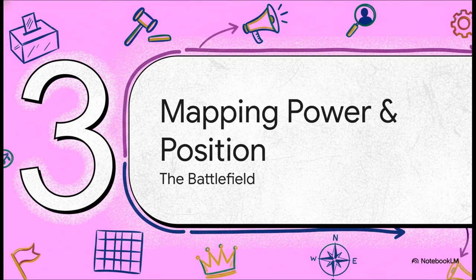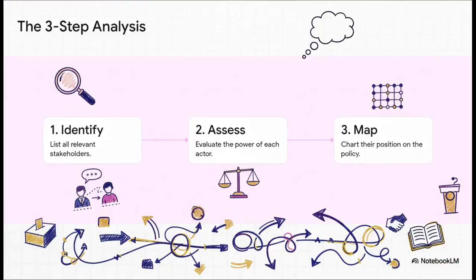Okay, once you know who all the players are, it's time to map the battlefield. This is where we analyze two really critical things for each stakeholder: how much power they have and where they stand on your policy. We can break this down into a pretty simple 3-step process. First, list everybody involved. Second, take a hard look at how powerful each of them really is. And third, you map out whether they're for or against your proposed change. It's a systematic way to see the forces you're dealing with.